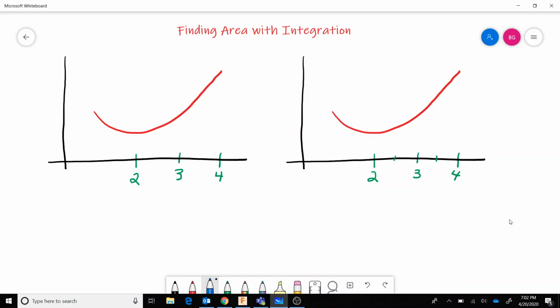Hello, gentlemen. We're going to try to find some more area here today, but this time we're going to try to do it without any error. And our method of doing that is going to be using integration as opposed to the rectangles that we've been using in the past. So I'm going to start today by kind of doing the same thing we did last class period, and that is I'm going to find the area under this curve between x equals 2 and x equals 4.